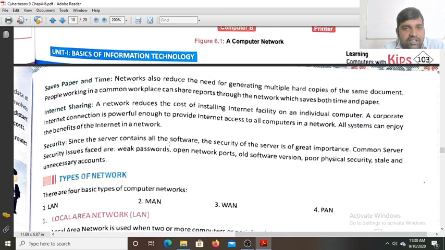Security. Since the server contains all the software, the security of the server is of great importance. Yes, because it contains many useful software. So common server security issues are weak passwords, open network ports, old software versions, poor physical security, stale and unnecessary accounts. All these are the security issues related to the server. So we have to work on these areas to provide security to the server.